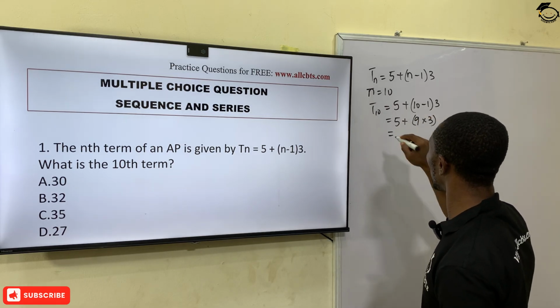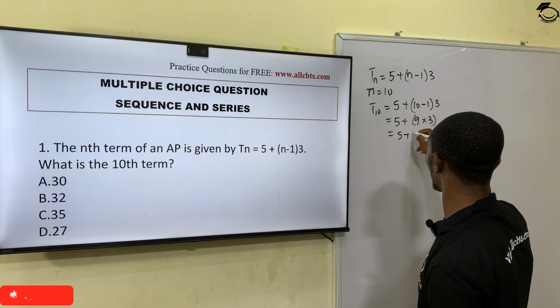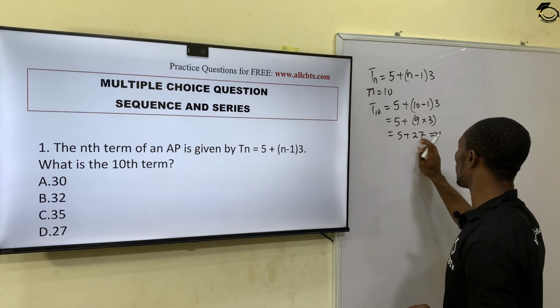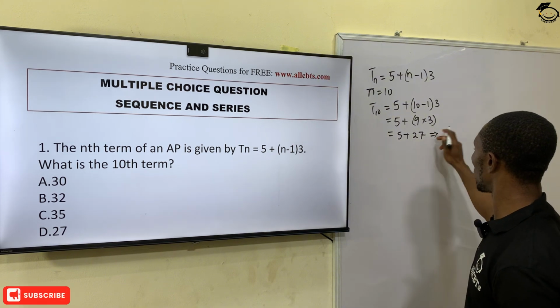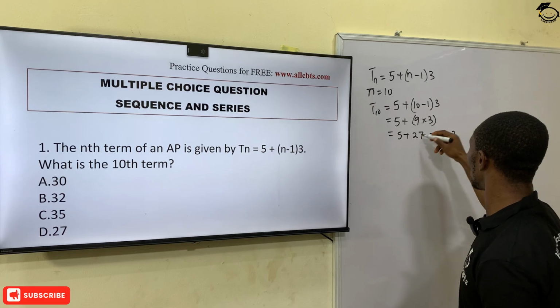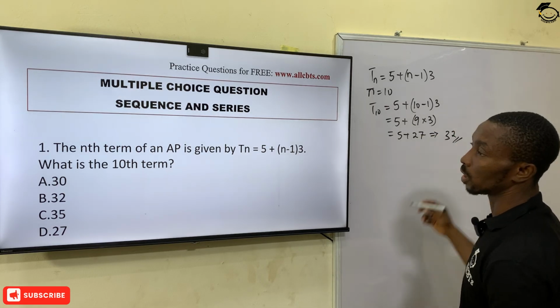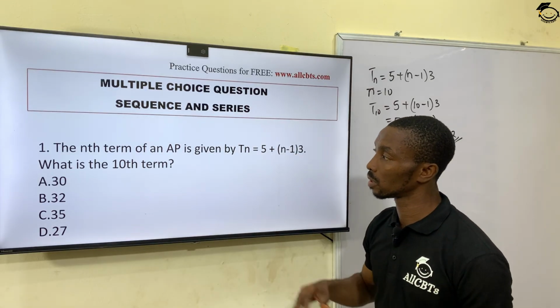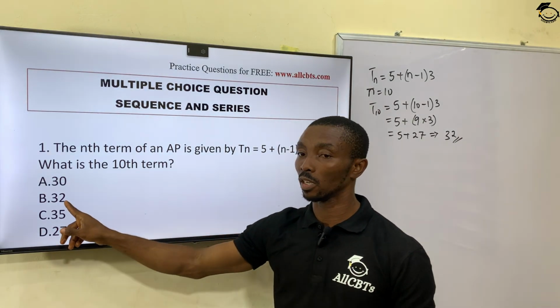So 9 times 3 would give us 5 plus 27. Now, 5 plus 27: 5 plus 7 will give us 12, write 2, carry 1. So that will give us 32. So the 10th term of this particular sequence will be 32.